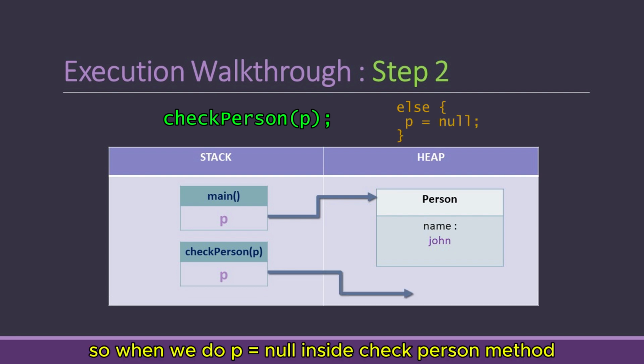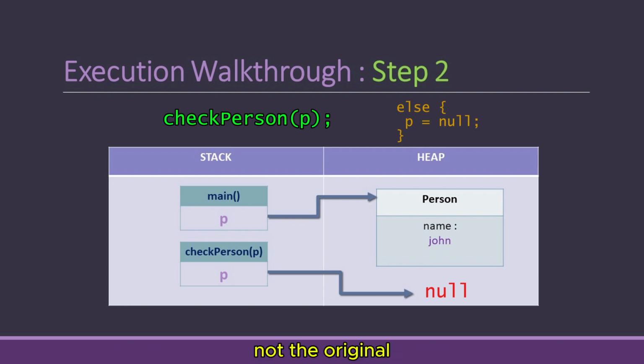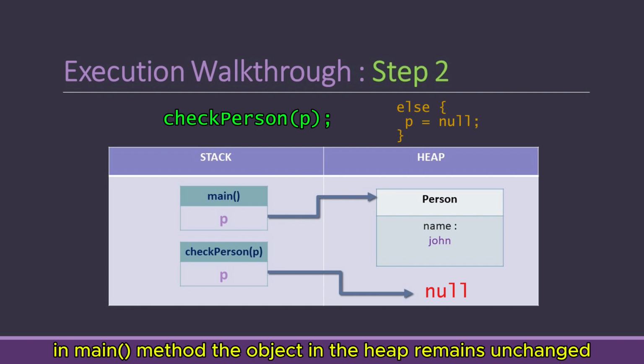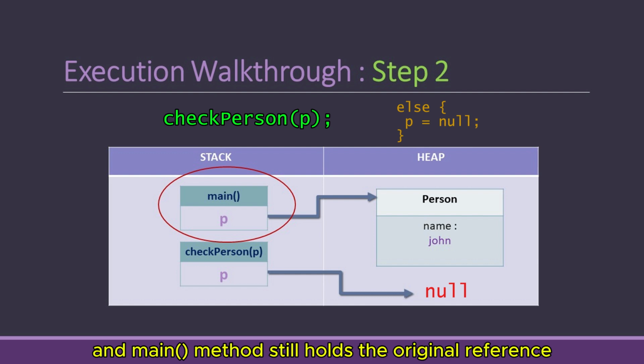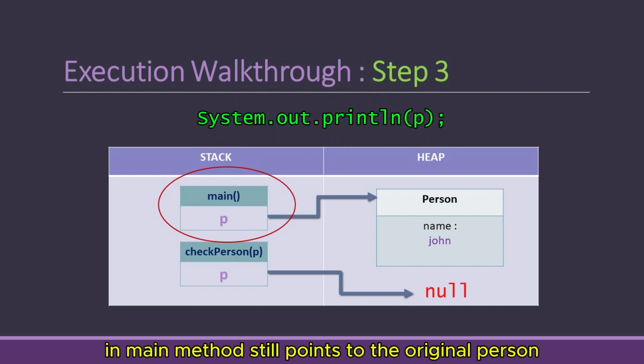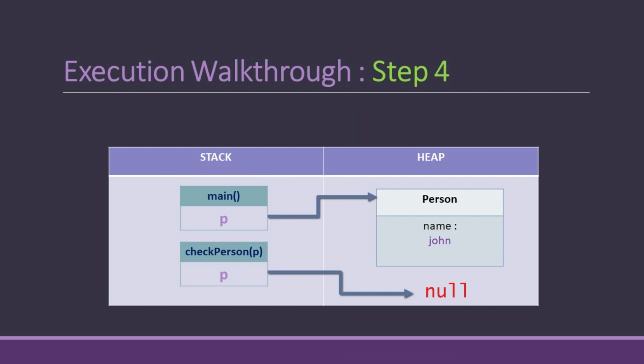So when we do p equals null inside checkPerson method, we're only changing the local copy of the reference, not the original. This local reference is stored on the stack, and setting it to null doesn't affect the original p in main method. The object in the heap remains unchanged, and main method still holds the original reference. Step 3. The variable p in main method still points to the original person object with the name John, so this line prints John.